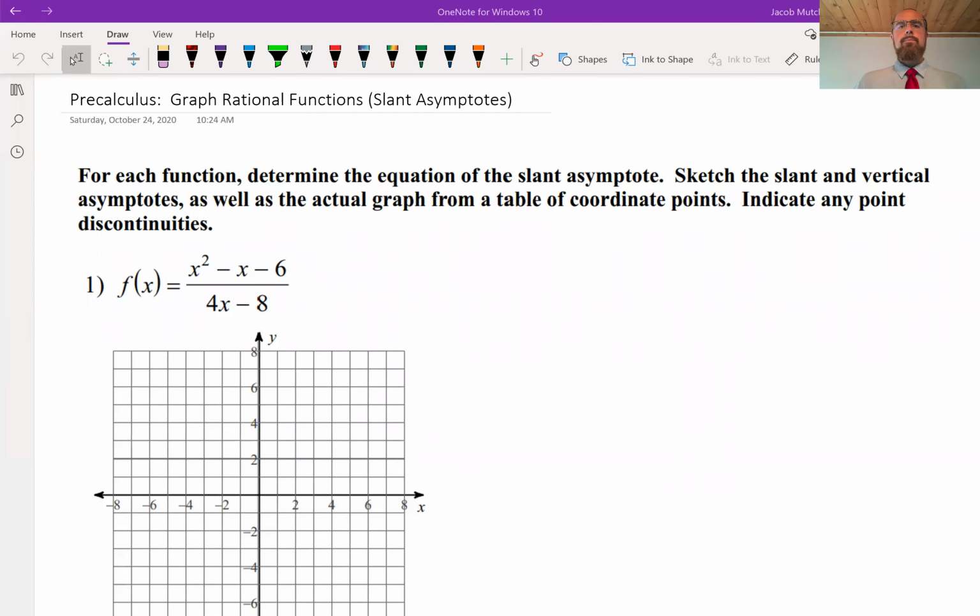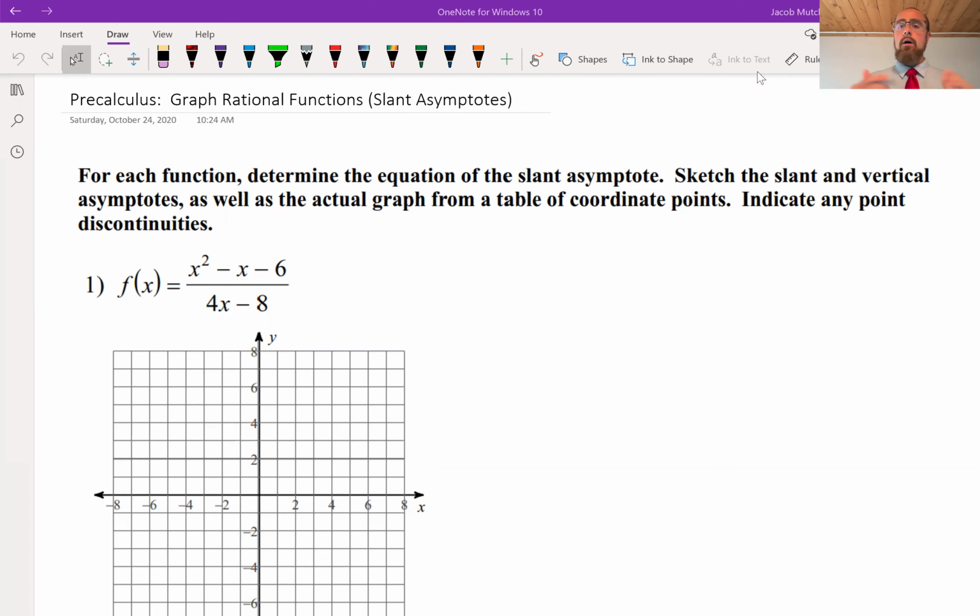Welcome to Pre-Calculus. Today we will investigate graphing rational functions with slant or oblique asymptotes, focusing on writing the equation of the oblique asymptote using polynomial long division. We'll take a look at one example. Our function here is f of x equals x squared minus x minus 6 over 4x minus 8.